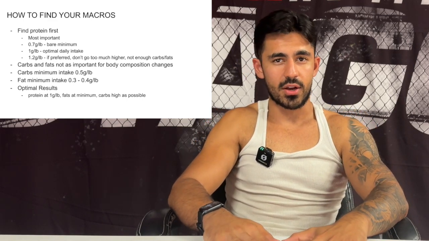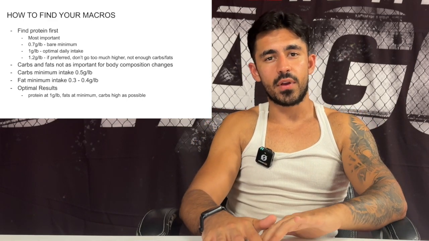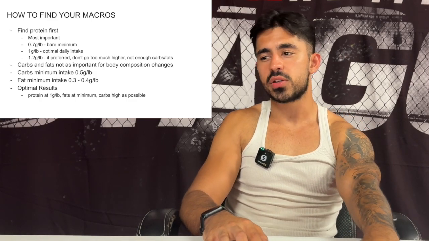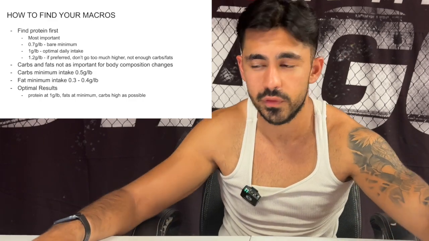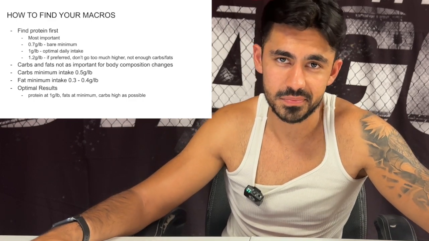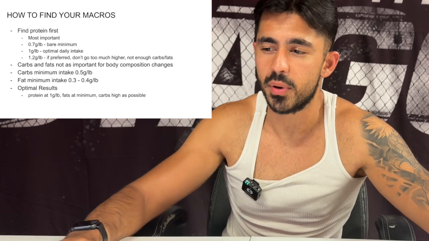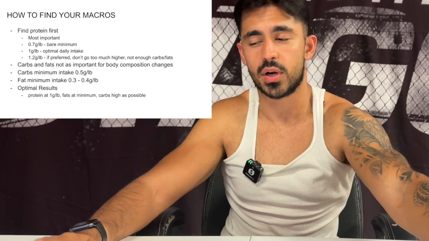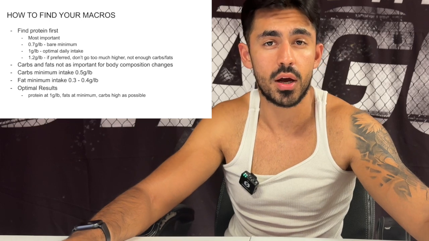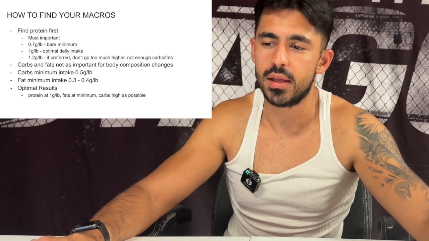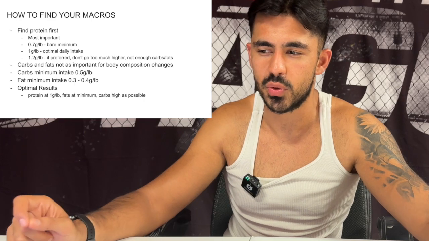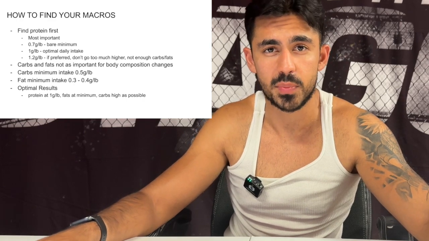Carbs are great for pre-workout energy and post-workout recovery. They're full of fiber and micronutrients, so you don't want to forget about those, and then fats as well to support hormone health. Now, carbs and fats are not as important for body composition changes. They have some pros and cons that we mentioned before, but for carbs minimum intake, Dr. Eric Helms recommends 0.5 grams per pound. So if you're 200 pounds, that's 100 grams of carbs. And fat minimum intake is about 0.3 to 0.4 grams per pound. So if you're 200 pounds, that's about 60 to 80 grams per day.